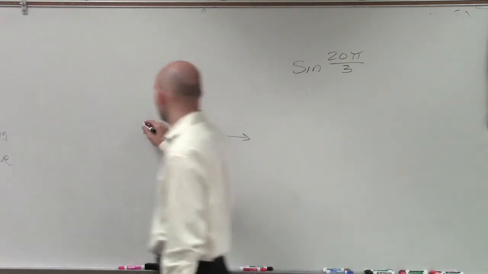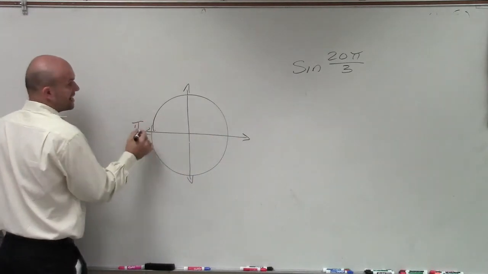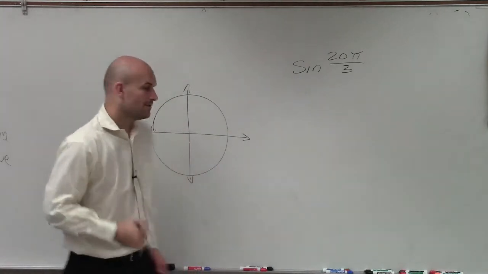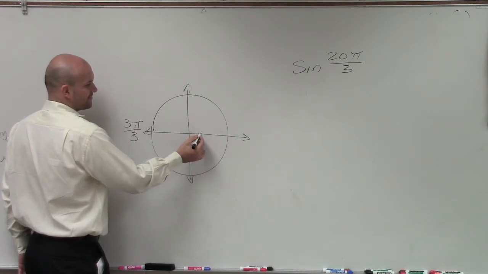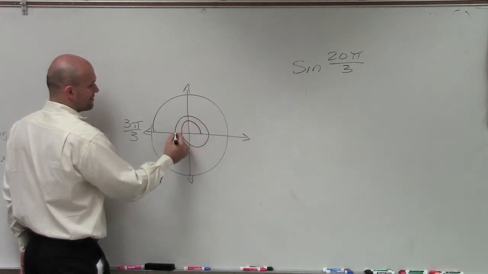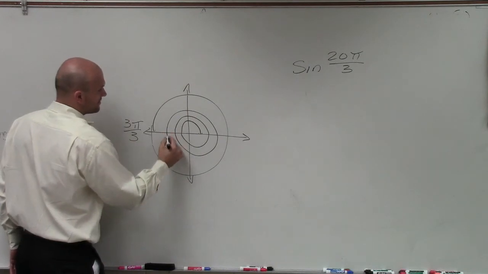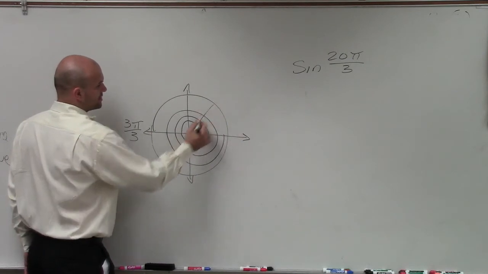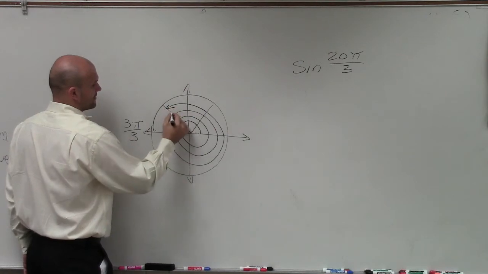Well, we know this is pi. So if we start here, it's positive. So this is pi. I look at my denominator, and I rewrite it as 3 pi over 3. So now I know halfway around is 3 pi over 3. So let's go over this. We'll start the angle: 3 pi over 3, 6 pi over 3, 9 pi over 3, 12 pi over 3, 15 pi over 3, 18 pi over 3, right? And then if we broke this up into thirds, 19 pi over 3, 20 pi over 3.